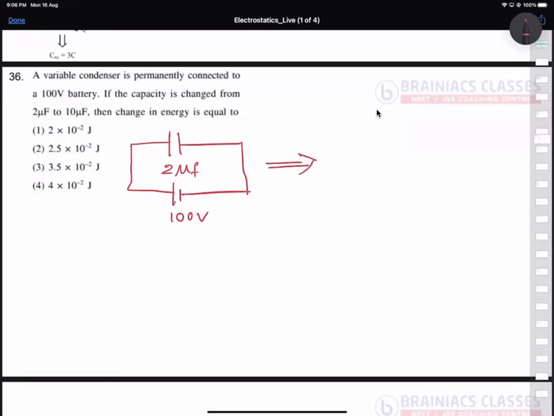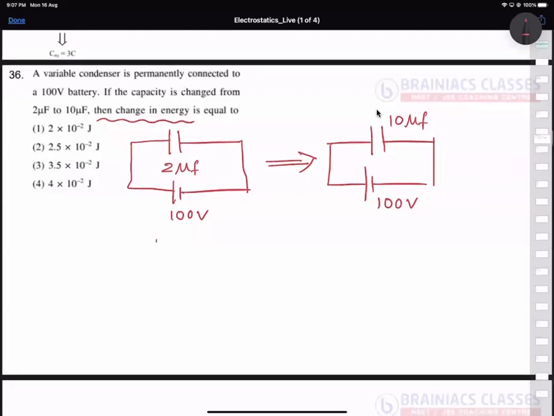Then it is changed to 10 microfarad, replaced. But the battery will be the same, previously the battery is 100 volt. Only the capacitance value changes, from 2 microfarad to 10 microfarad. The question is asking for the change in energy.